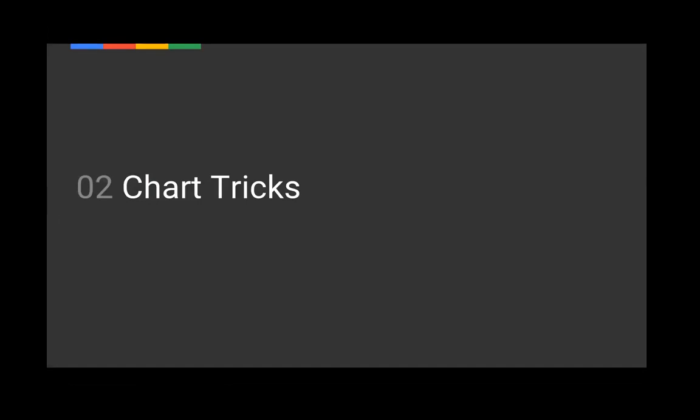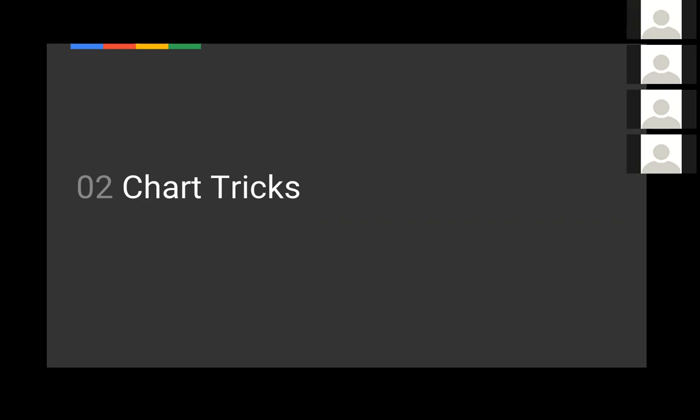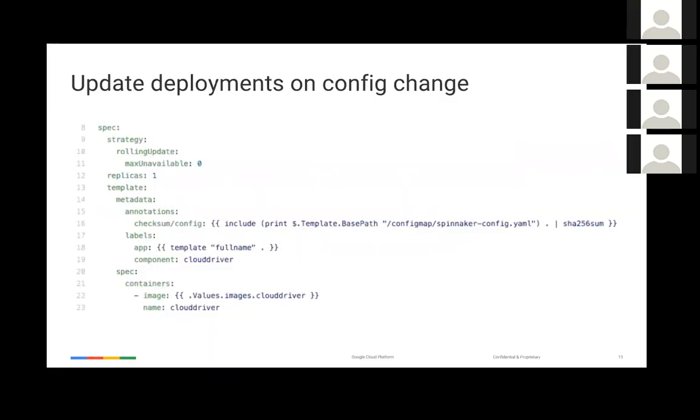Now I'll move on to just some tricks that I've seen people do, or usability hacks for making sure that their charts are usable. One thing that I find very useful as I'm iterating through creating charts and updating my charts is to have the deployments update on config change. So a lot of charts have one main config, maybe it's a config map or a secret. So you can add a checksum into an annotation of your deployments, using the Sprig template function sha256sum.